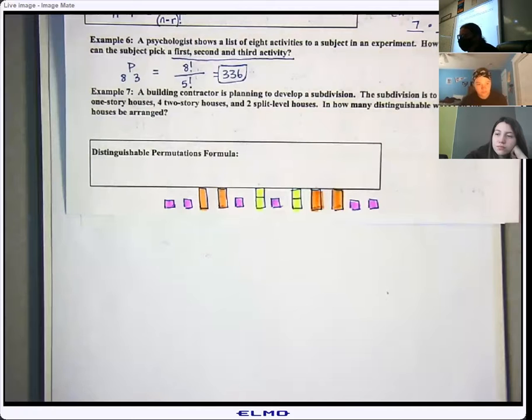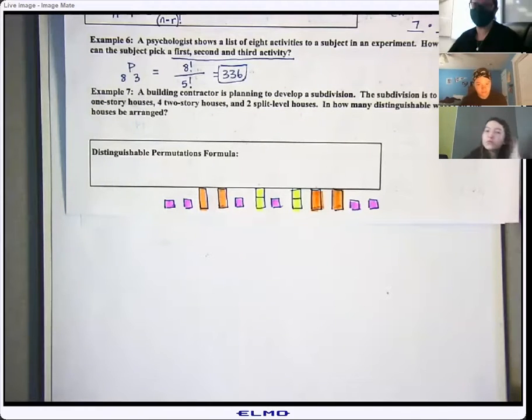Okay, so we could put all the 2-story ones first, and then we could do the split levels, and then we could do all the little ones, or you could really mix them up in a lot of different ways. Can we all just agree that it is a complete waste of time to try to draw all of these options out?